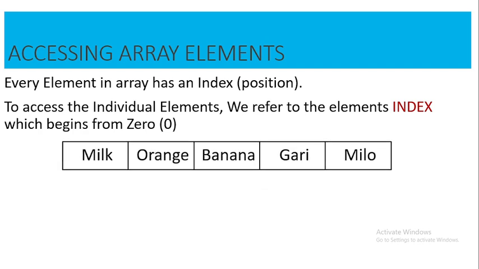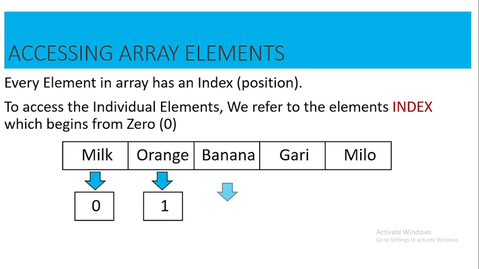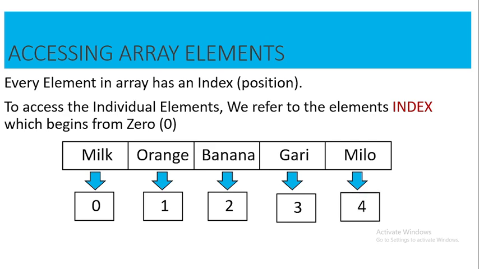In the array we emphasized, milk is index 0, orange is index 1, banana is index 2, Garri is index 3, and Milo is index 4.